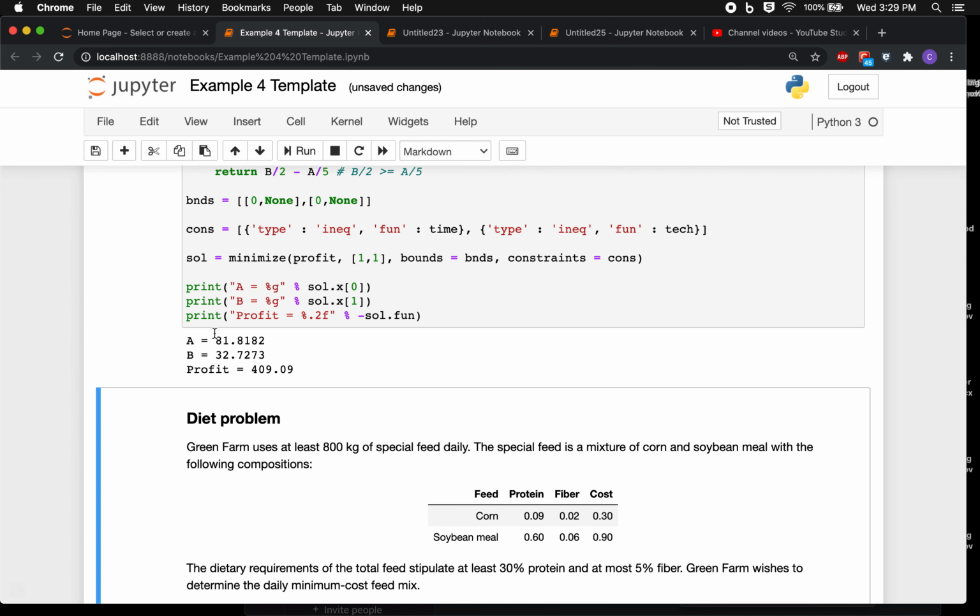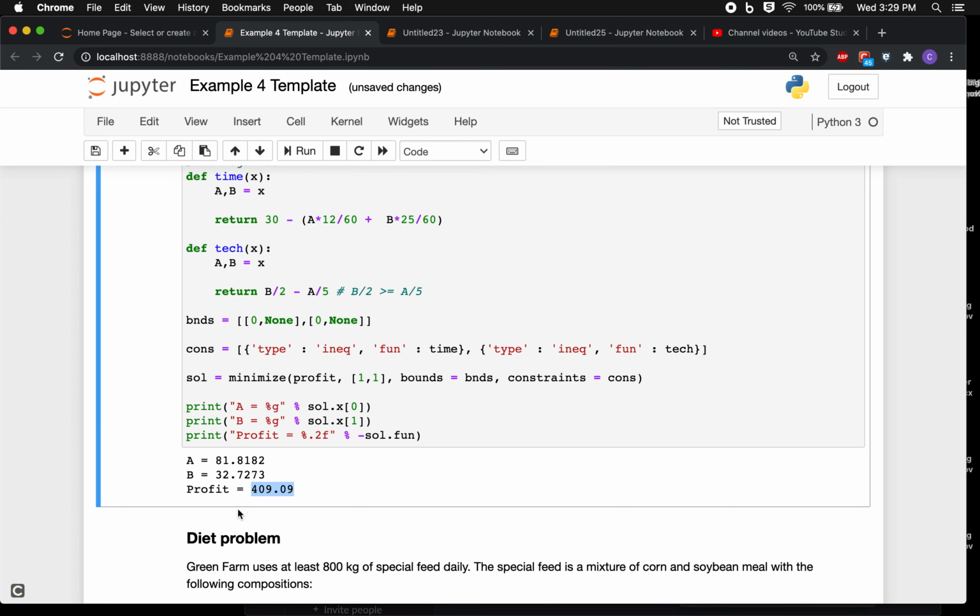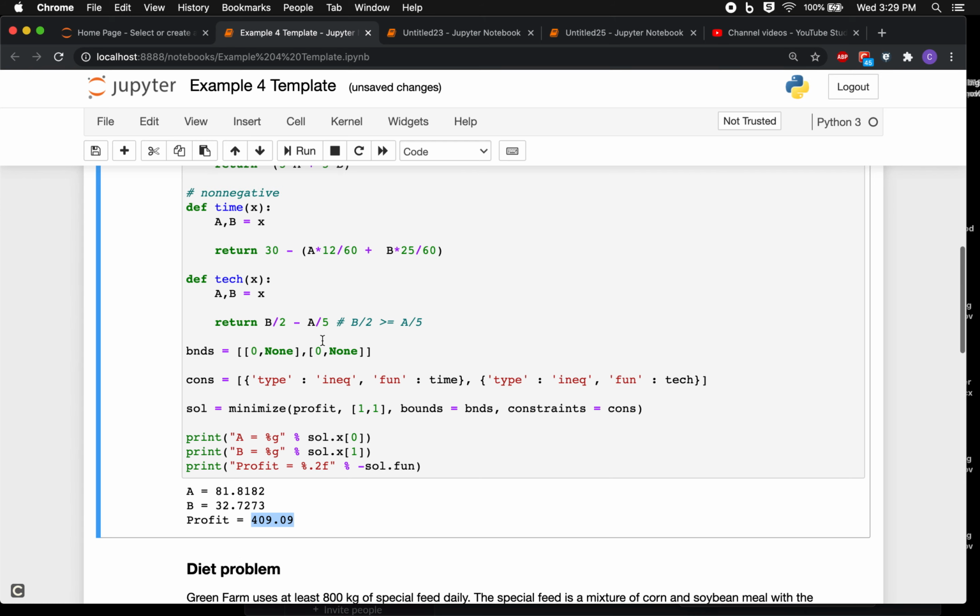And so here we run it, we find out the optimum solution is make 81 units of A, 32 units of B, and we'll have a profit of $409. Typically you would just round these down because you can't make fractional parts of A and B, but here we've kind of solved this optimization problem.